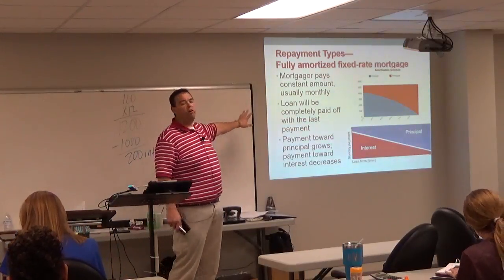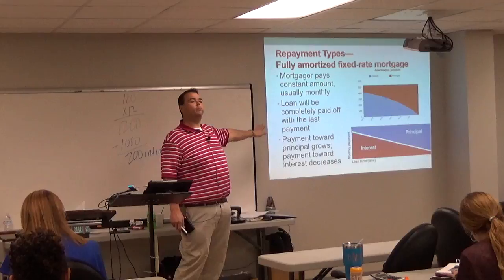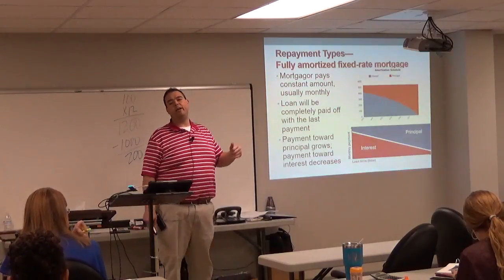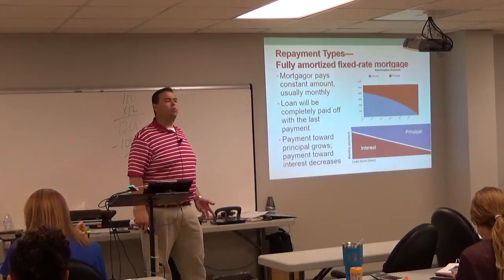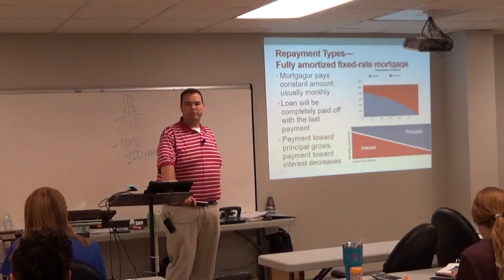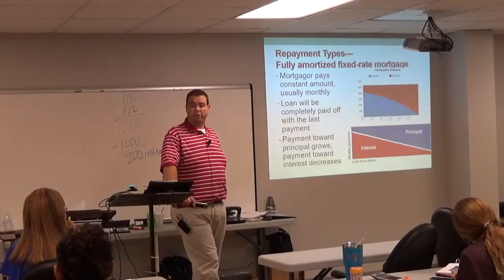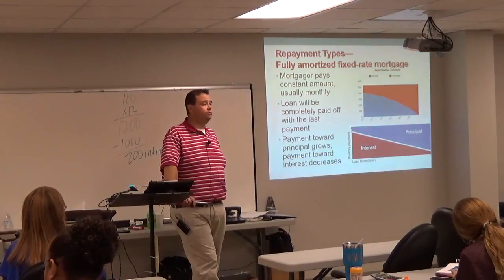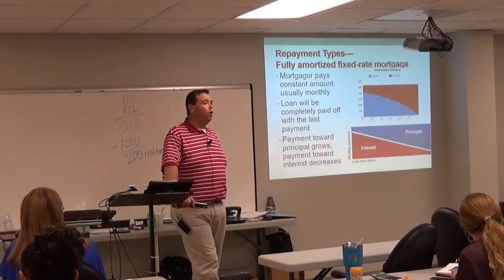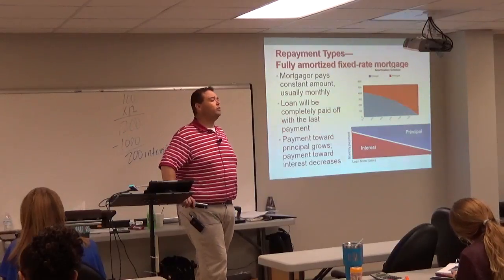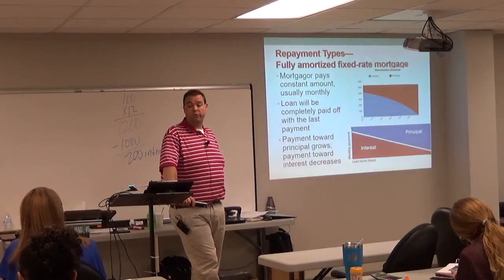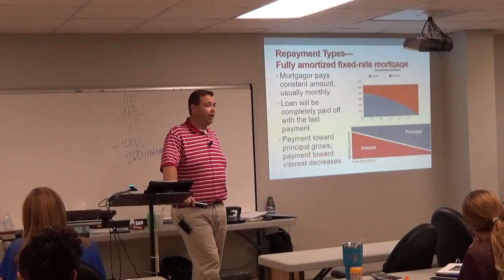This is by far the most common type of residential mortgage, the fully amortized fixed rate. And what do you think the most common term is for a residential mortgage? 30 years. The most common residential mortgage is the 30-year, fully amortized, fixed rate note. And what that means is that every payment is going to be the same, because the interest rate is locked for the full term of the loan, as long as you have it.